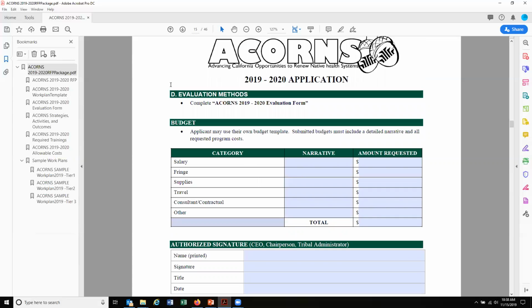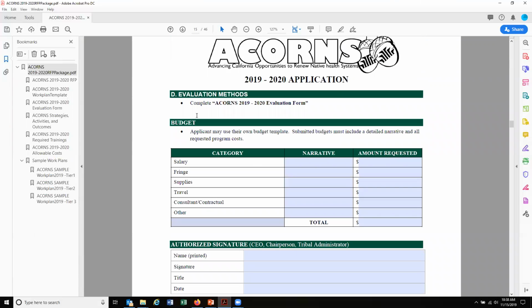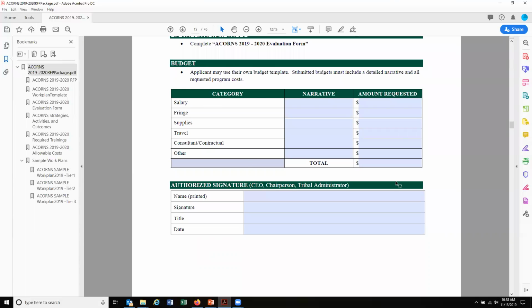The next section of the application is your evaluation methods. This is where you will complete the evaluation form, and we will have another video that describes how to fill that form out. The final piece of this application is the budget. You can use this budget template, or you can provide your own budget template if that's preferred. However, it needs to include a minimum amount of these categories, and definitely include a narrative.